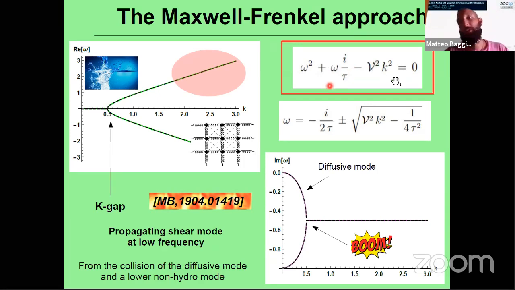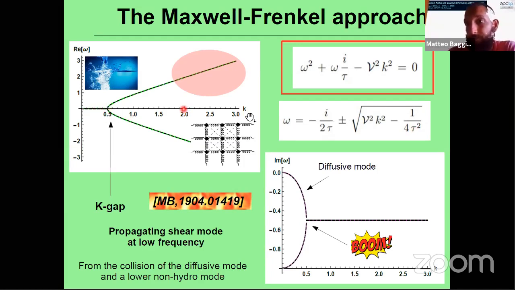If you solve this equation, you get this kind of solution, which is of course complex, and you get a very peculiar behavior. Let's see what you get. If I plot the real part of this frequency here, what I see is that up to a certain momentum, which is basically defined as the momentum at which this term becomes larger than this term, there's nothing in the real part, okay?